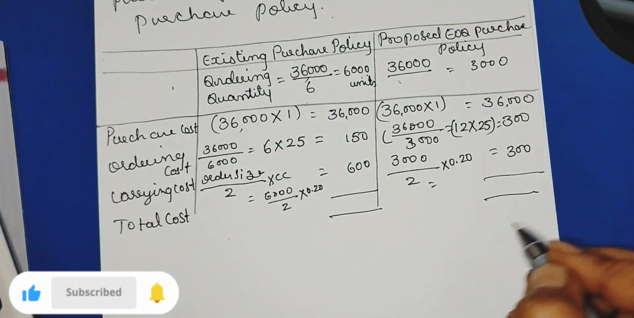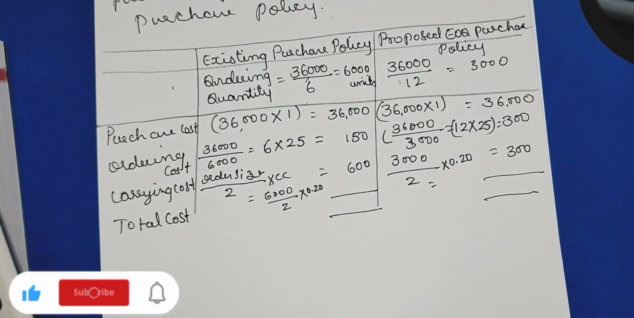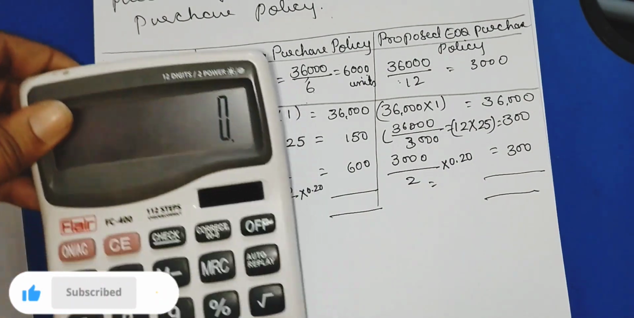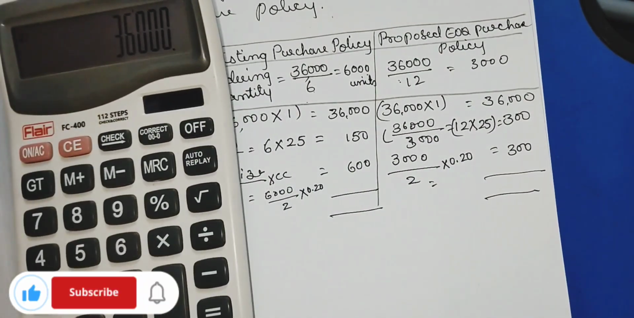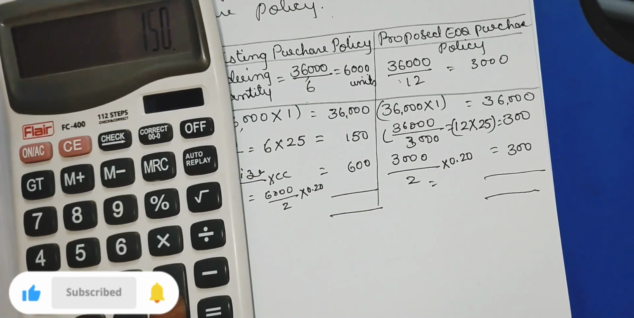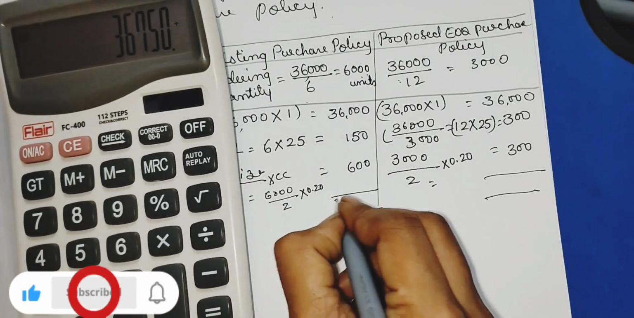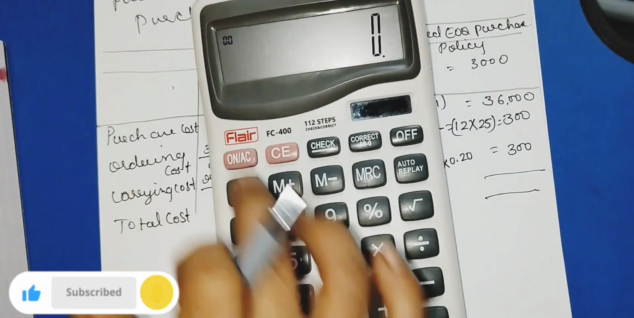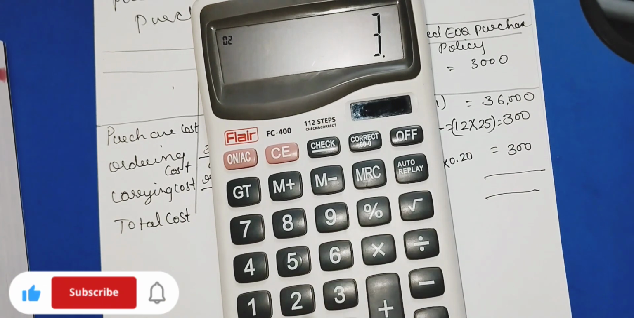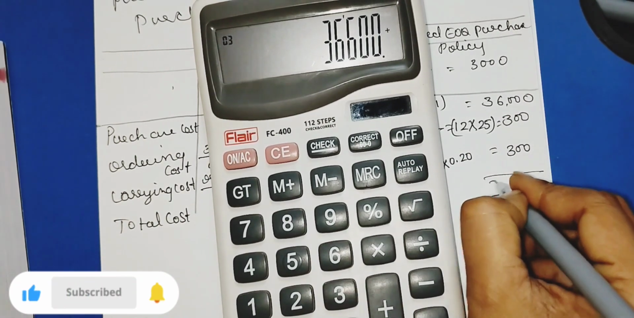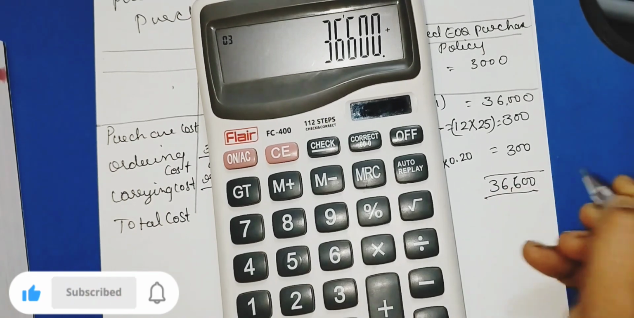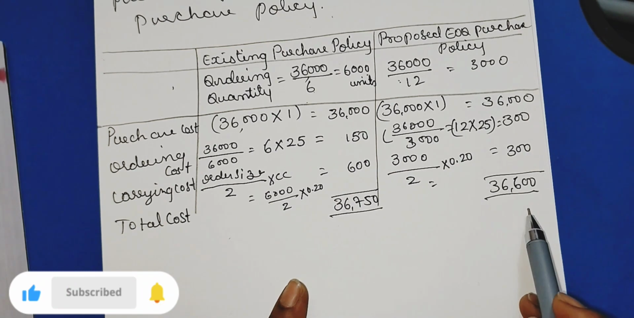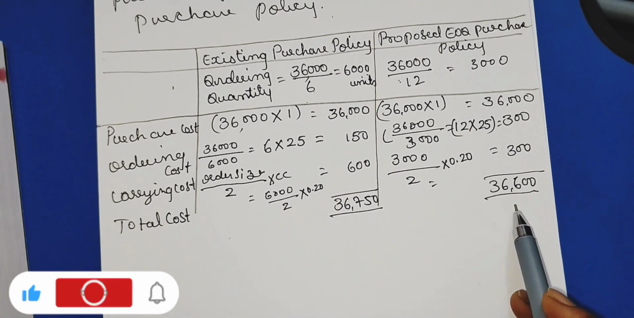So this is your annual purchase. 36,000 divided by 12, you will get 3,000 orders. Now 36,000 plus 150 plus 600 is 36,750, and here it is 36,000 plus 300 plus 300, 36,600. Now see your existing policy and EOQ as per the proposed policy, 36,600.